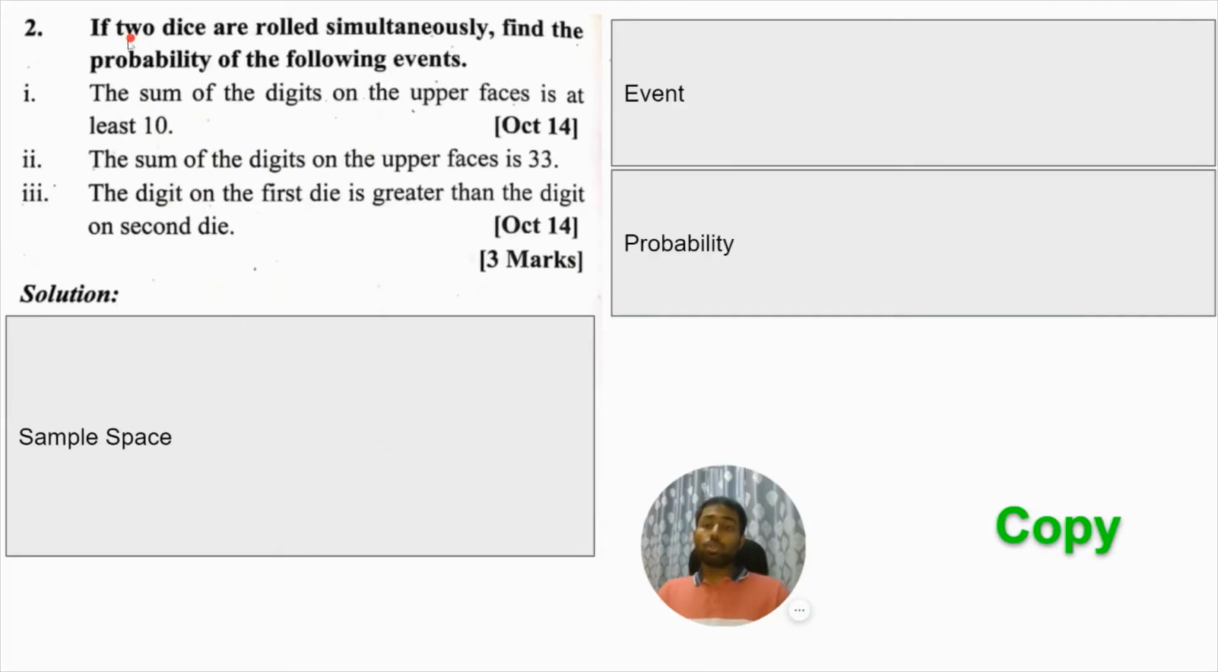Two dice are rolled simultaneously. Find the probability of the following events, and there are 3 events. Okay, so the first question was asked in the October 2014 board exam, and the last one also was asked in the October 2014 board exam. This question can be asked for 3 marks.